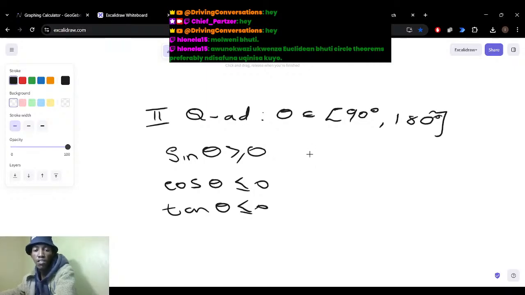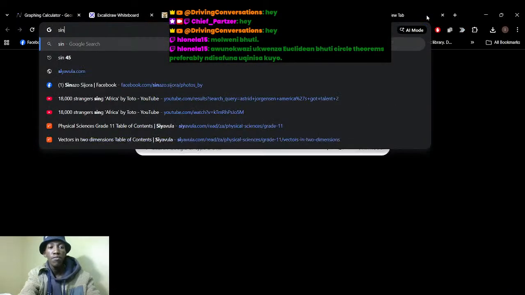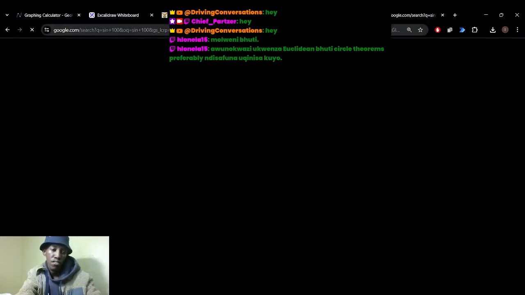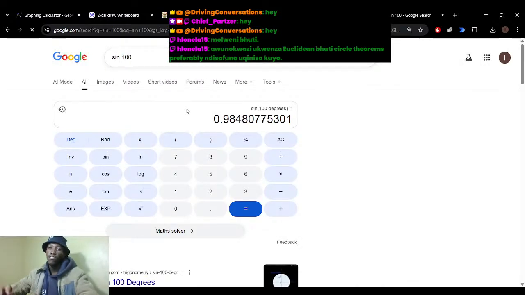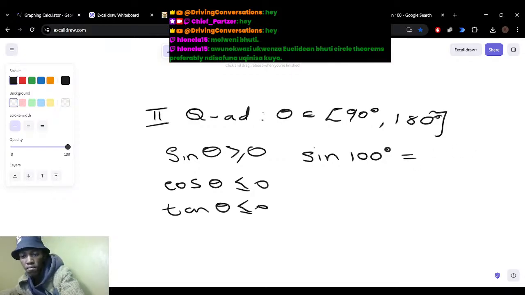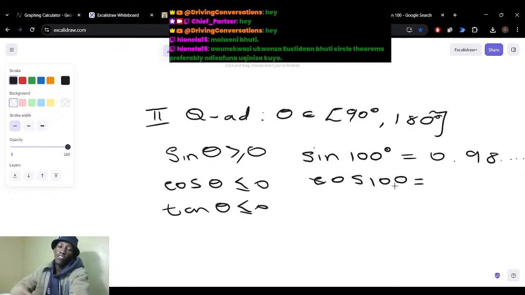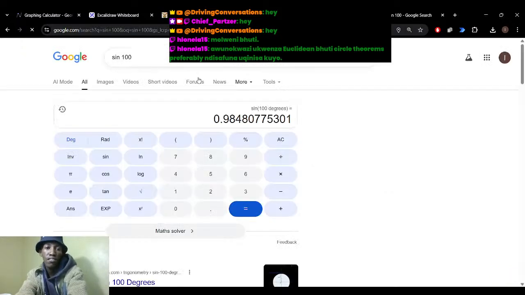Let's make an example. Let's take sine 100 degrees. Sine 100 degrees equals what? I'm sure it will be positive. Sine 100 is 0.98. And let's take cos 100. So we are expecting cos 100 degrees to be less than or equal to 0.